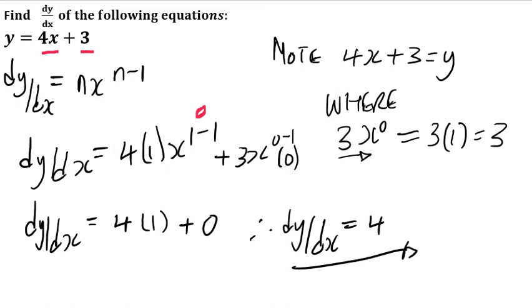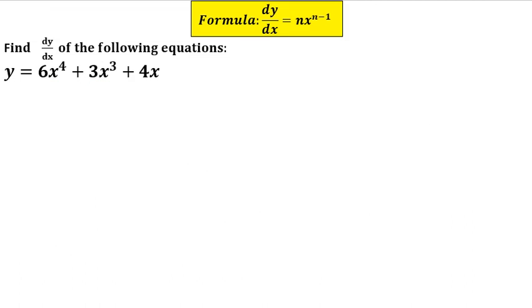So you should know that when you have a constant, a number without a function, you're going to get a 0. That's why for this 3 here, we got a 0. So let me jump to the next example.